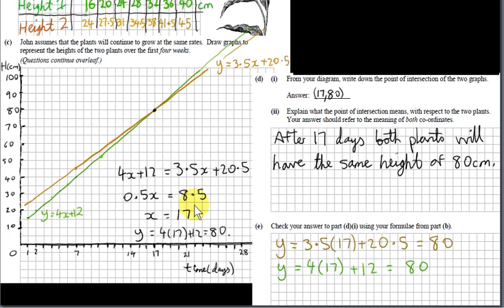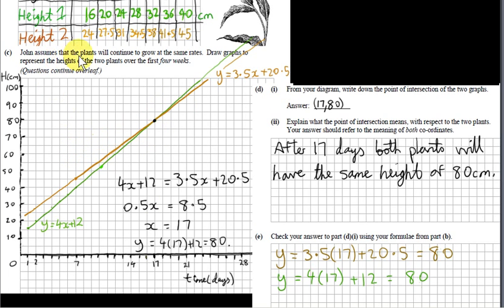Of course, the advantage of finding the point of intersection by algebra is that we get the precise point of intersection, whereas using the graph depends on how accurately we've drawn the graph. If John is correct about his assumption that the plants will continue to grow at the same rates, that is, the graphs are straight lines, then if he observes the plants to have a height of 80 after 17 days, he knows that he's got a good model.